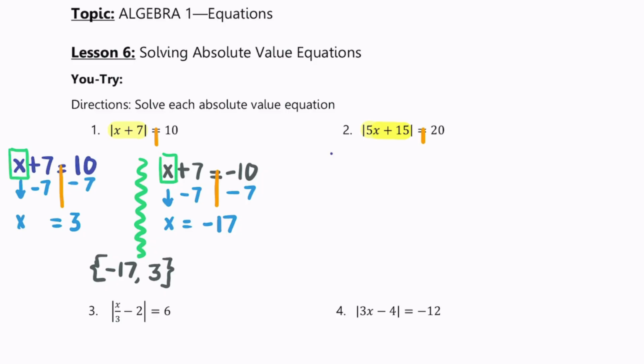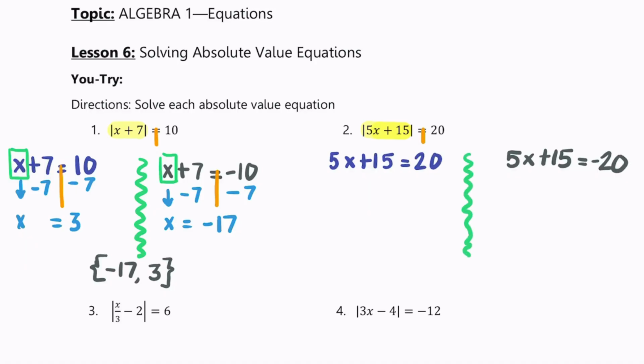So I'm going to set up 5x plus 15, I just dropped the bars, equals 20. And then my second equation, I'm going to take 5x plus 15, and instead of setting it equal to 20, we're going to set it equal to negative 20. I'm going to draw a little squiggle so you know that these are two separate equations, and I'm going to move a little bit faster through this solving process because we've been doing it for a while.